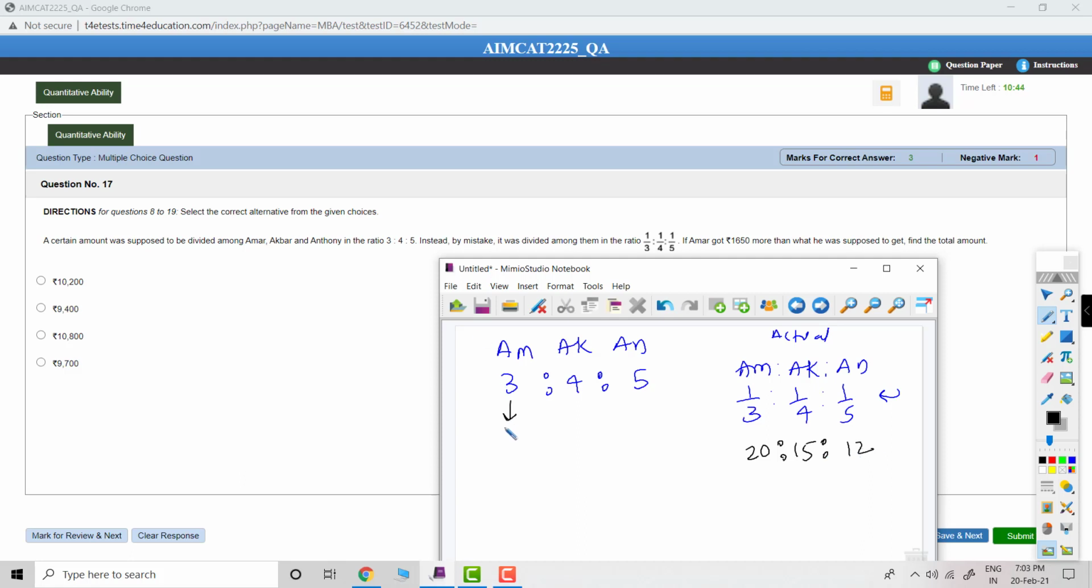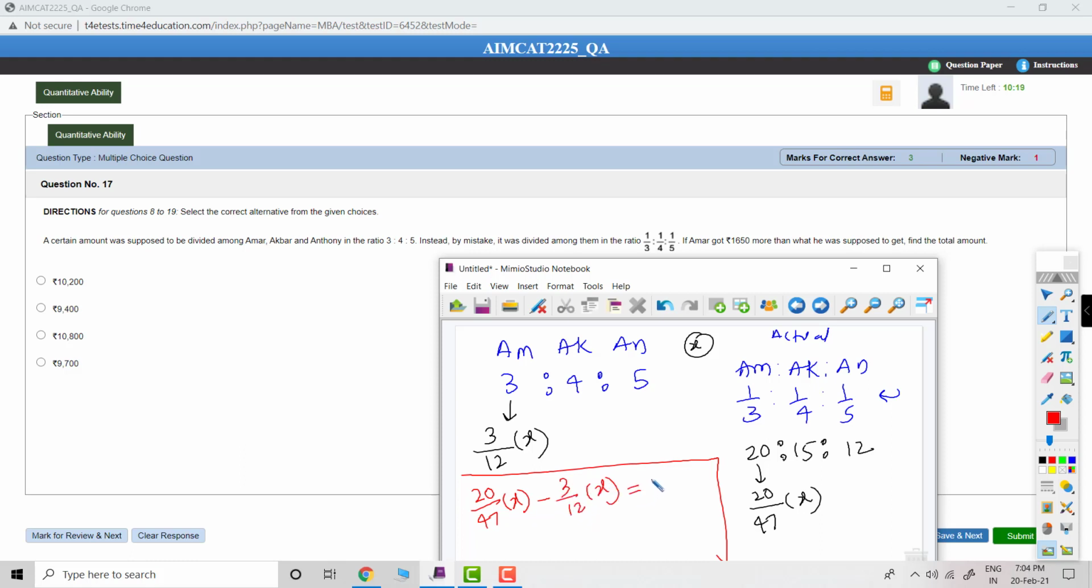He was supposed to get how much? Let's say the total amount is X. He is supposed to get 3 out of 12 into X. But in actual he got 20 out of 47 into X. So he got 1650 more. The equation will be: what he got in actual, 20 by 47 of X, minus what he was supposed to get, 3 by 12 of X, is 1650.